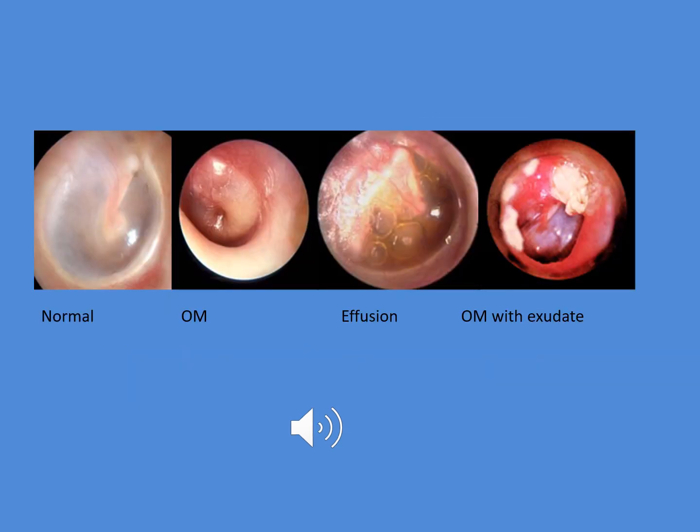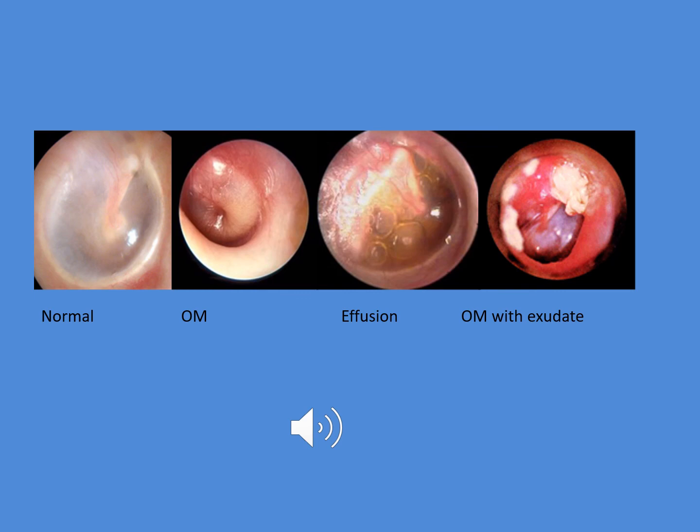This slide is really just a comparison of pictures of what the eardrum and tympanic membrane can look like normal compared to the different types of otitis media. So obviously the first one that says normal, that's what it should look like. It's kind of got the opaque appearance to it. No redness or anything like that, no fluid. Where otitis media, the next one that just says OM underneath it, you can really see the inflammation and redness. There's no fluid there. It's just inflammation and redness in that eardrum and the tympanic membrane.